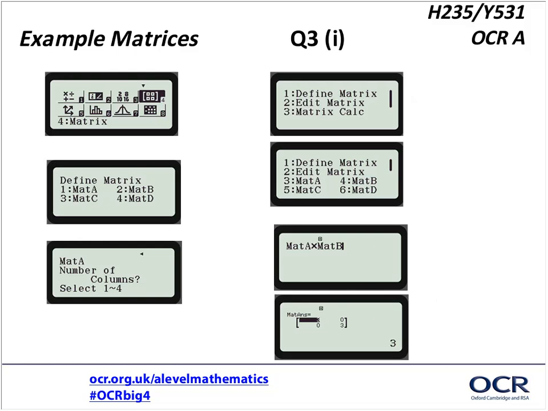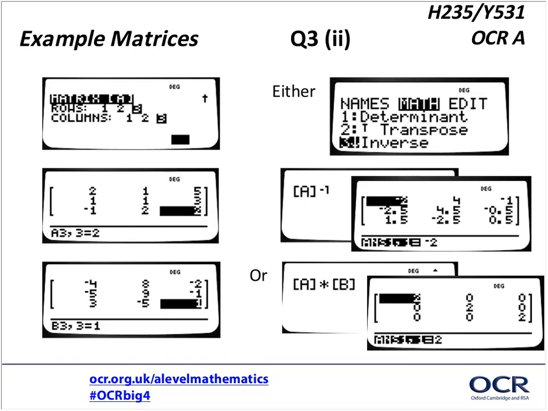and you can then choose matrix A times matrix B in this case, and then you get the results. And similarly in part 2, you could either work out the inverse. In the Texas, there is a specific inverse function. On the Casio, it's just using the power -1 standard key.